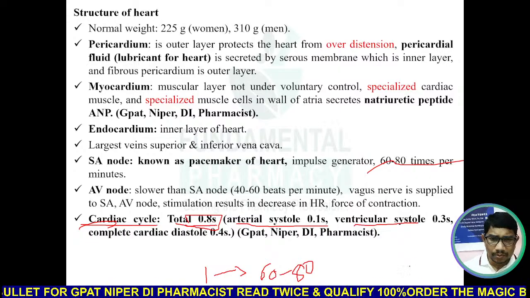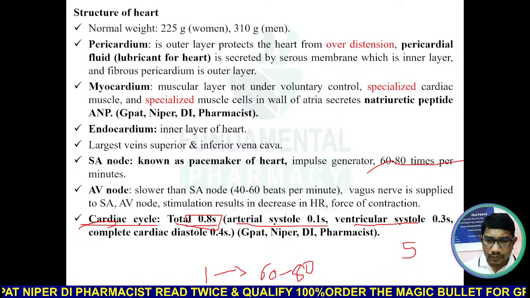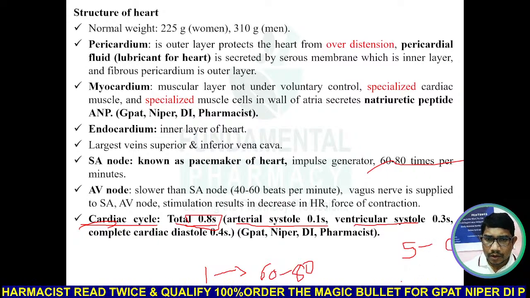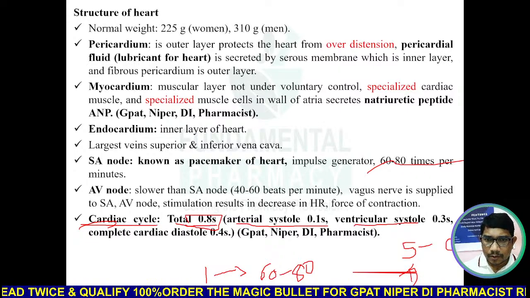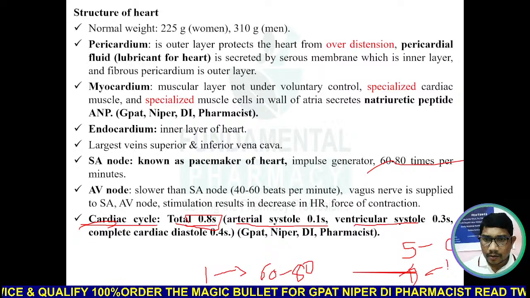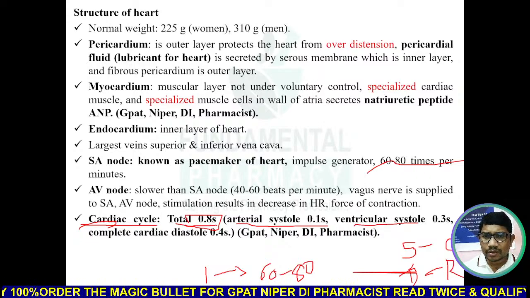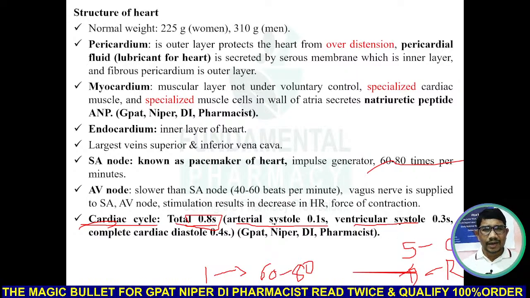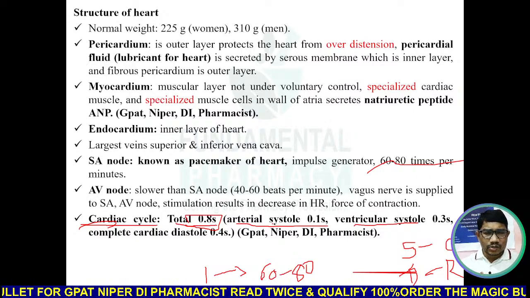देयर आर टू टर्म, सिस्टोल एंड डायस्टोल. सिस्टोल मीन्स कॉन्ट्रैक्शन, diastole means relaxation. There are two terms, systole and diastole. Systole means what? Contraction of heart muscle. Diastole means what? Relaxation of heart muscle. Right? Now, atrial systole means what?